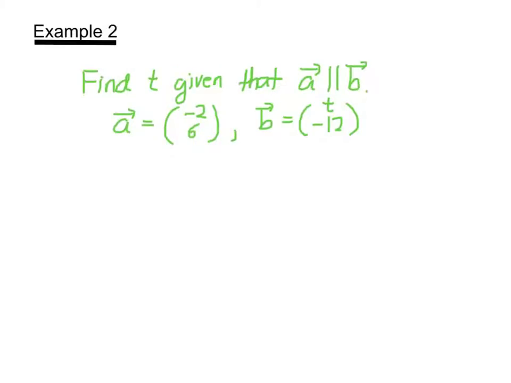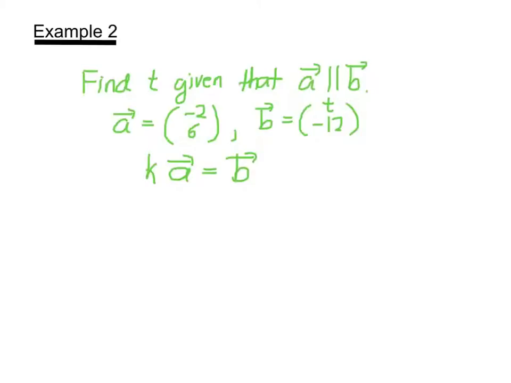In this example problem, we're asked to find scalar t, given that vector A and vector B are parallel. And we're given vector A has components negative 2, 6, and vector B has components t, negative 12. To solve this problem, we need to remember that if two vectors are parallel, then one is a scalar multiple of the other. And in this case, I'm going to multiply vector A by a scalar to get vector B. Now, since our x component for vector B is an unknown, let's start with the y components.